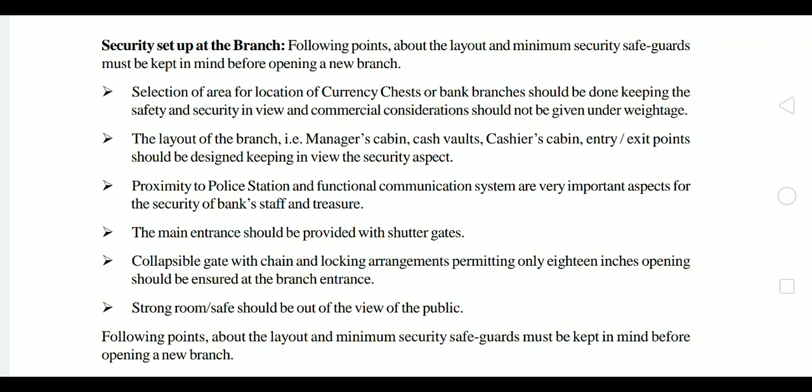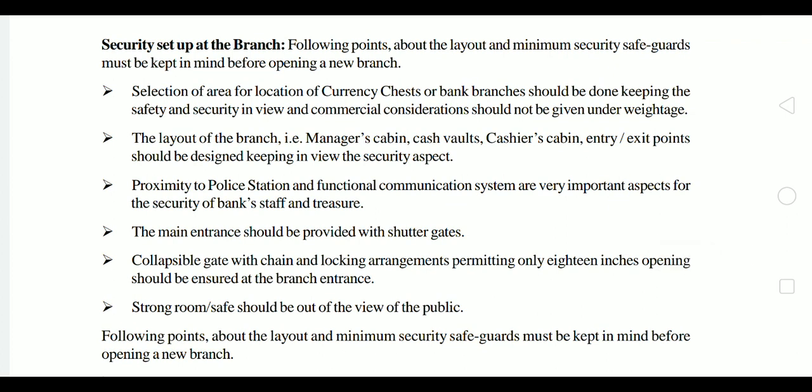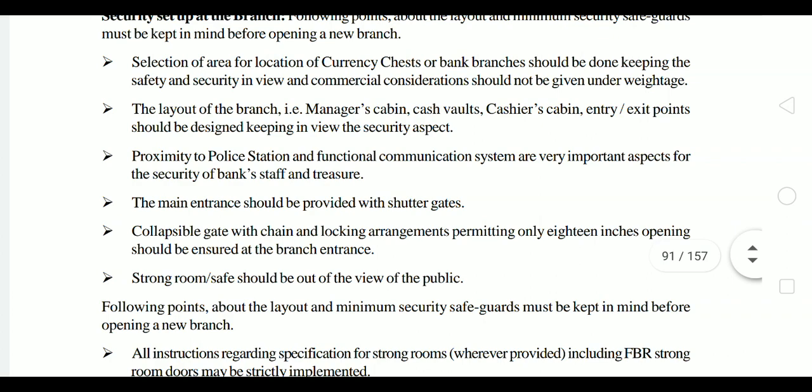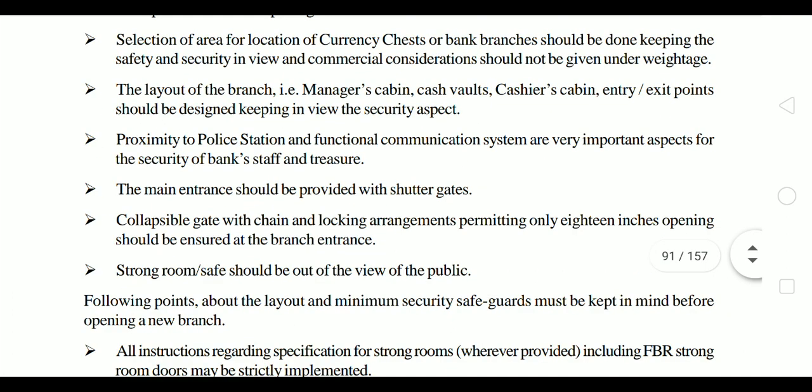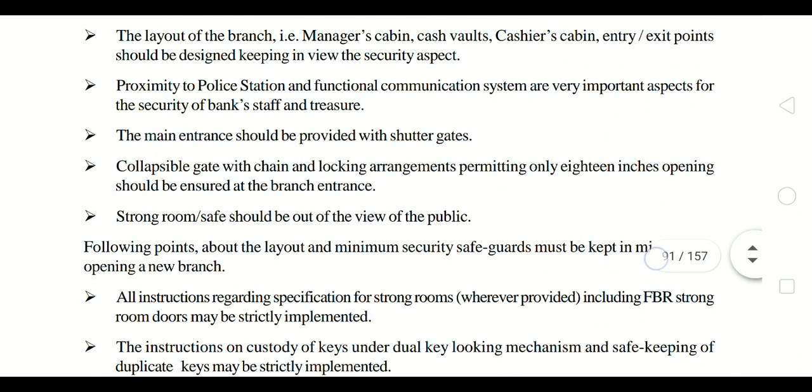Next is the layout of the branch, that is the manager's cabin, cash wallets, cash cabin. It should be reviewed properly and designed according to security aspects. Next, proximity to the police station and a functional communication system are very important. So we should keep in mind the distance from the bank branch office to the police station or other communication systems.